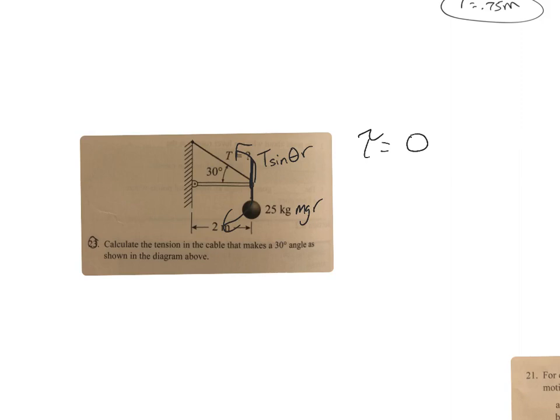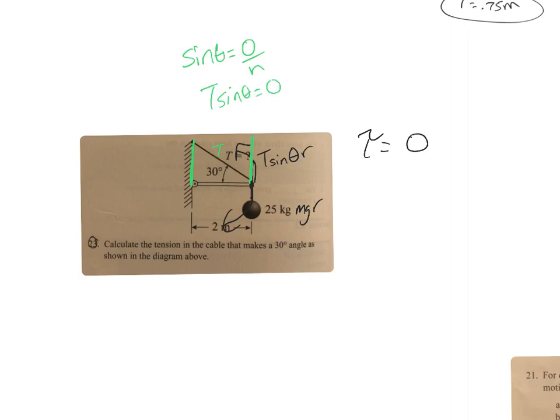Now, how did I know it was tension sine the angle? Well, you remember that it has to be the force perpendicular, and that would be this force right here if we're doing tension. So this would be the opposite side, and sine theta is equal to opposite over hypotenuse, so T sine theta would be equal to the opposite side. That's how I got that.